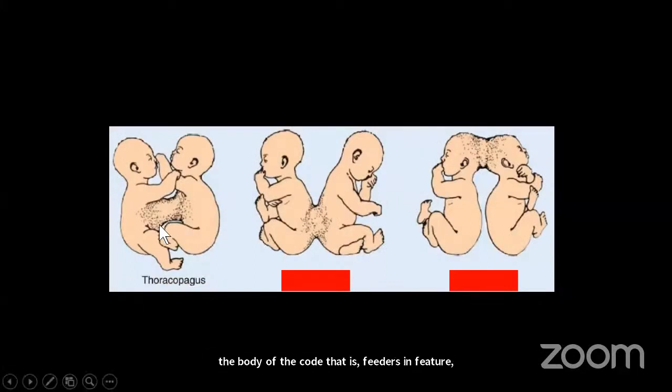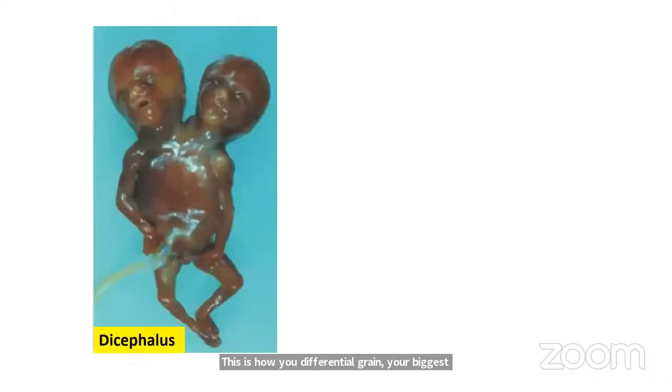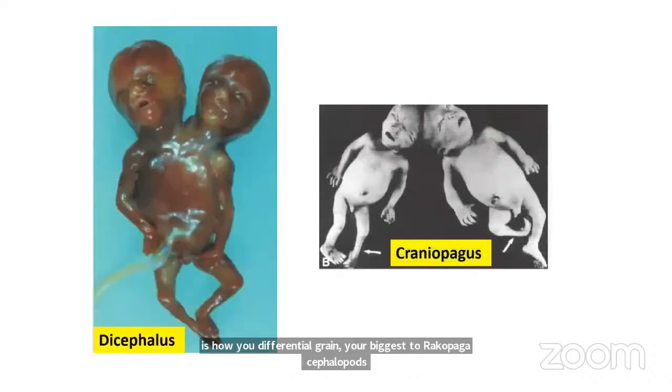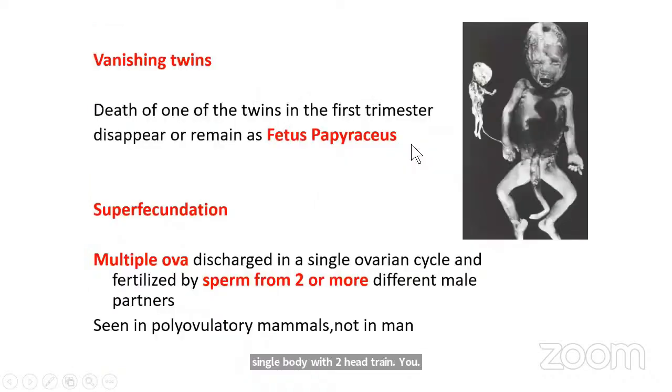So thoracopagus when the thoracic regions fuse, pygopagus when the sacral region fuse, and the other one is craniopagus. Based on the level of fusion, this is how you differentiate craniopagus, thoracopagus, cephalothoracopagus, fusion of head and thorax, pygopagus, the sacral region. This is dicephalous and this is craniopagus. You should know the difference. Dicephalous means one single body with two heads. Craniopagus means the heads are fused.